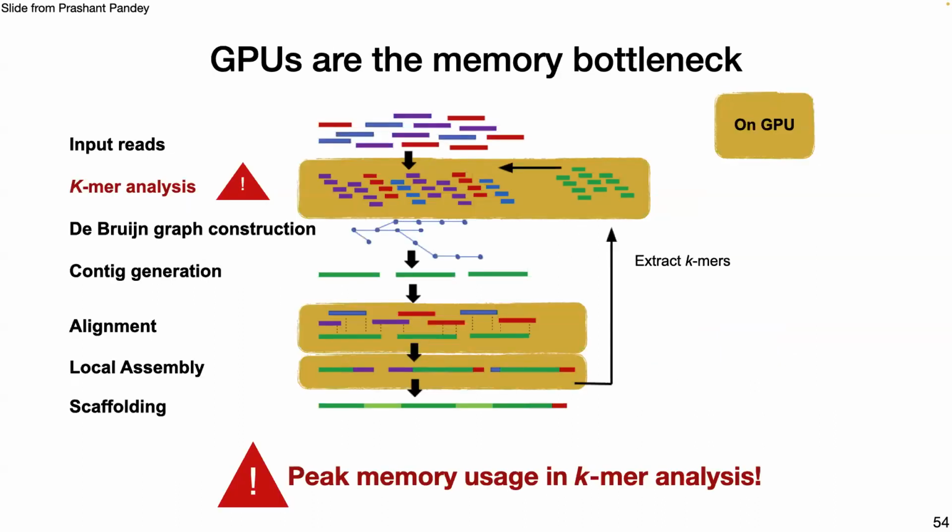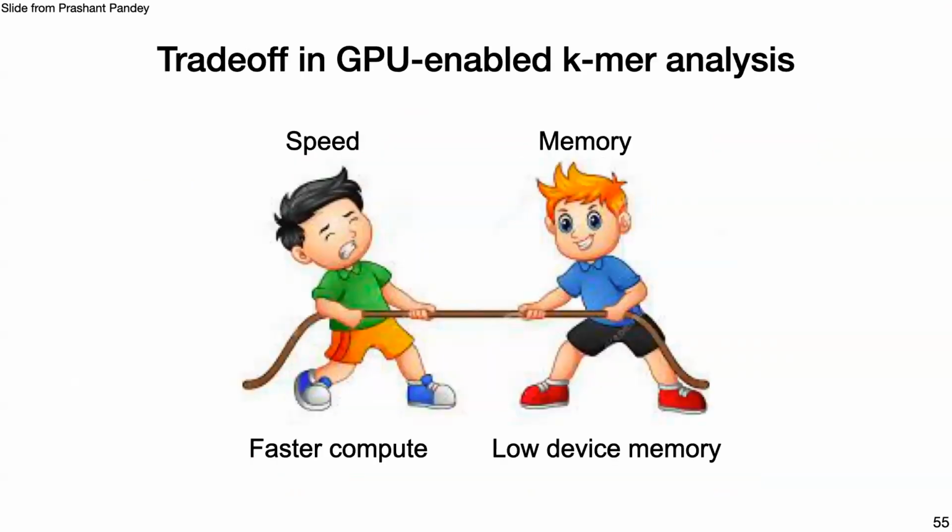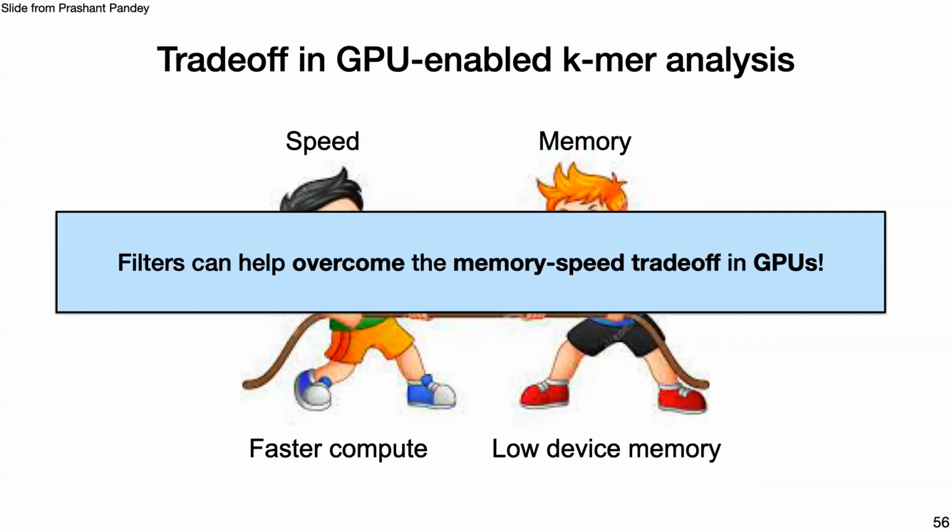And for GPUs, the main issue is memory, because GPUs have limited memory. And there's this peak memory usage in k-mer analysis, which is when you want to analyze these short strings. And they have this trade-off in GPU k-mer analysis between speed and memory. In general for GPUs, you can compute faster, but you have lower device memory. And so you want to optimize for memory size. And one way to overcome this issue is by using filters, because filters are compact. And so you can overcome larger data access by using filters.